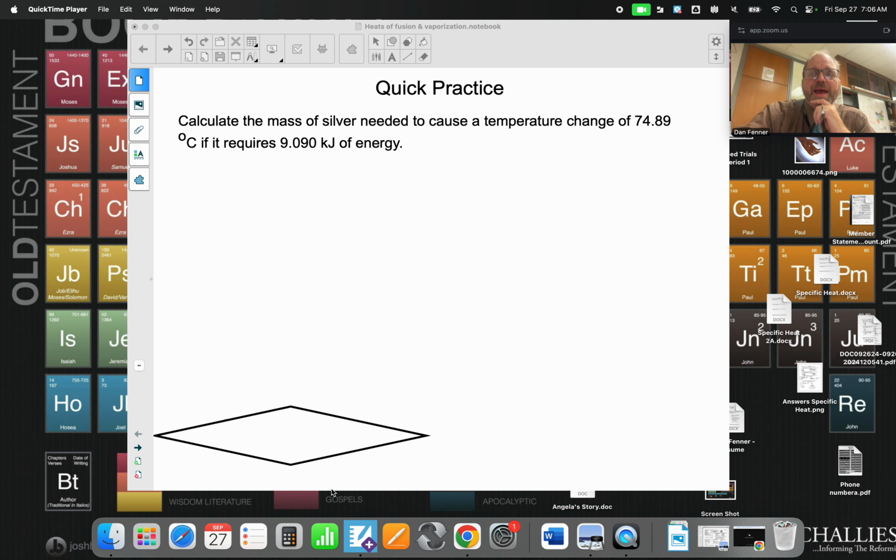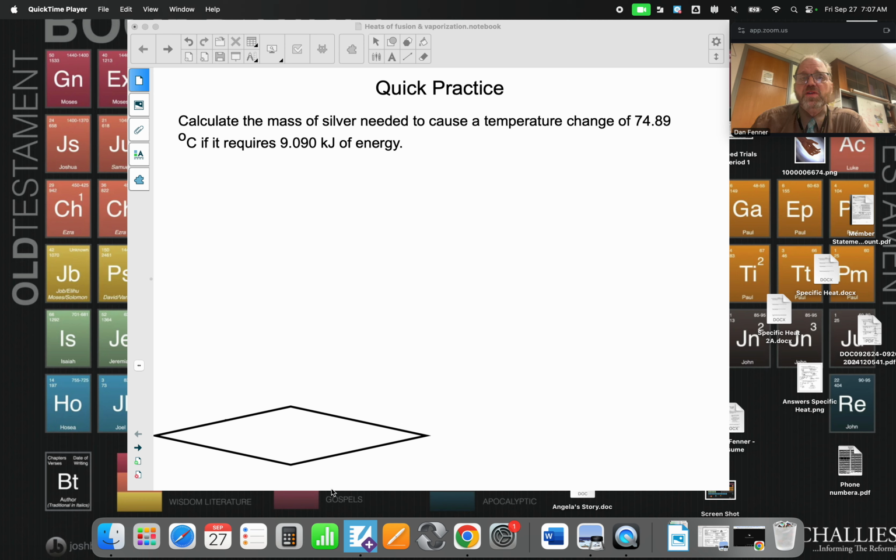We're looking at heat of fusion and vaporization today, but instead of just jumping right in, let's go back and review what we covered before. So here's a quick specific heat problem. What I'd like you to do is work this through on your own.